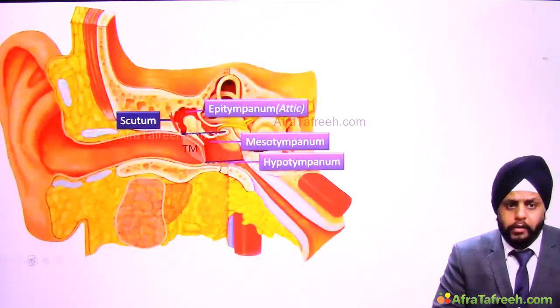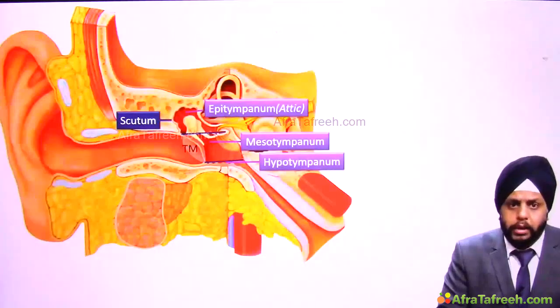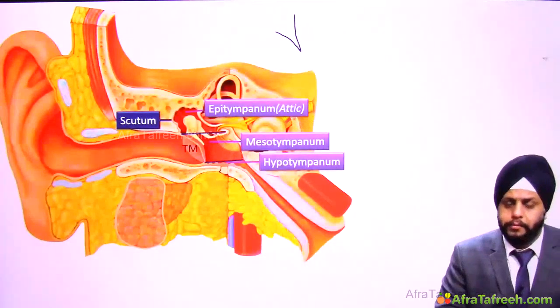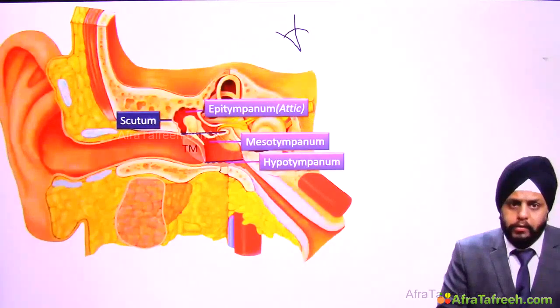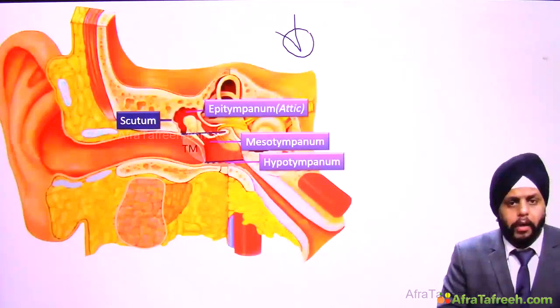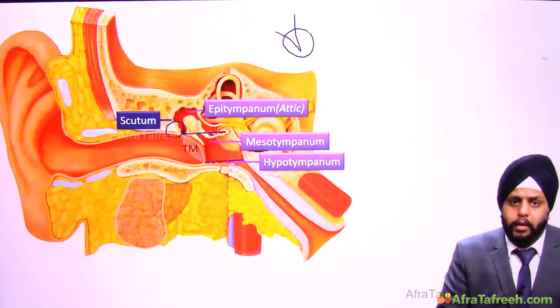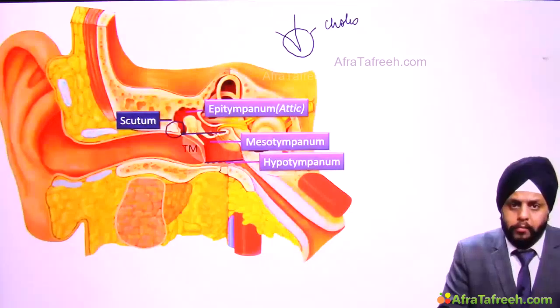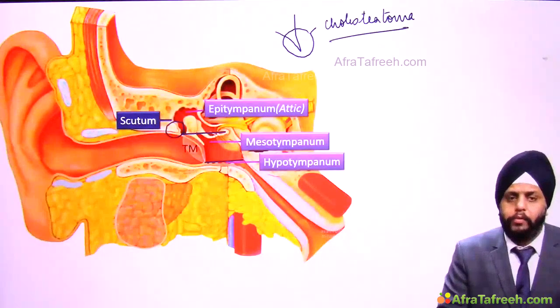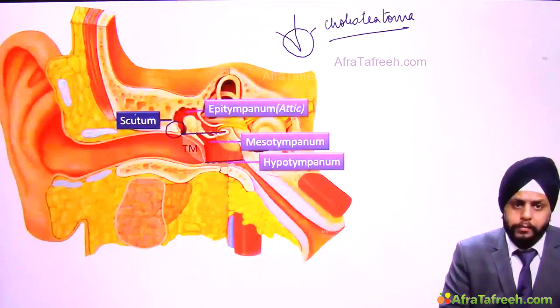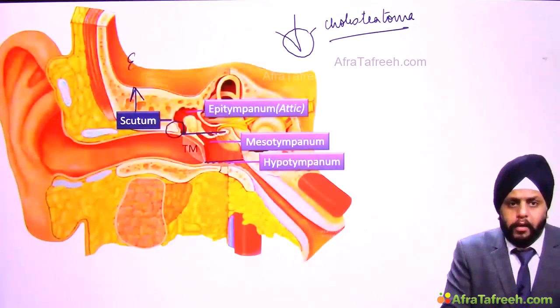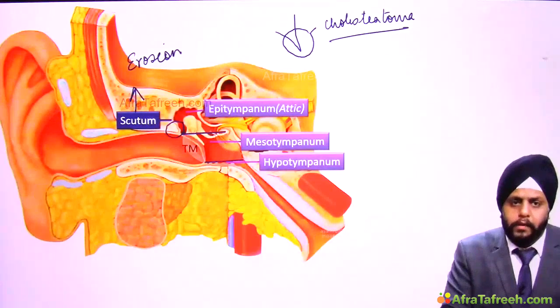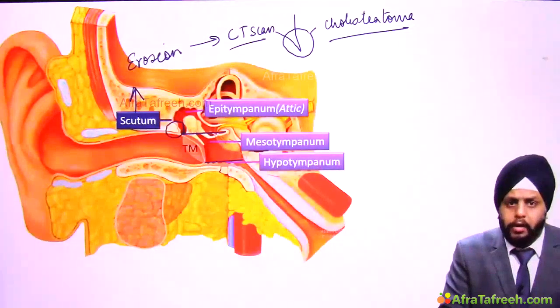If you notice this scutum, it forms a bird beak appearance like this. And this scutum gets eroded. This part that I am now encircling gets eroded in cholesteatoma. So you can see it on a CT scan in cholesteatoma. Erosion of scutum is a characteristic CT scan finding in cholesteatoma.